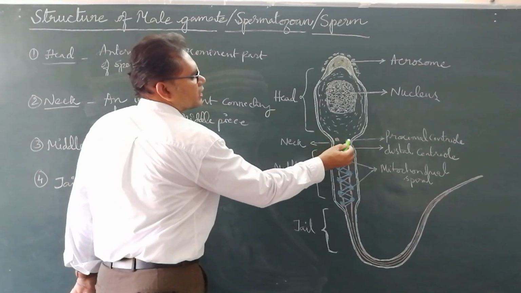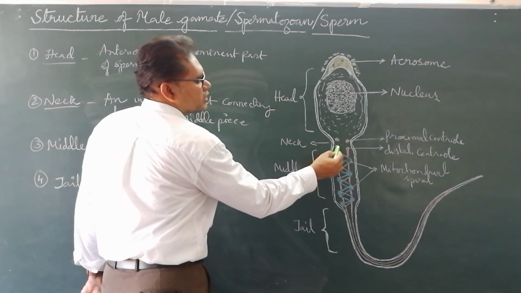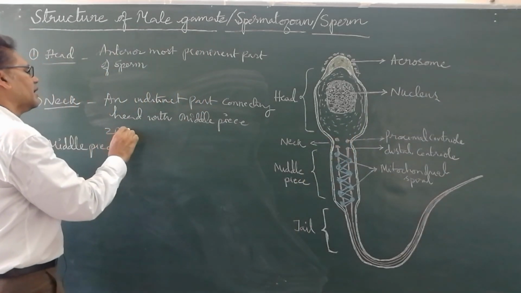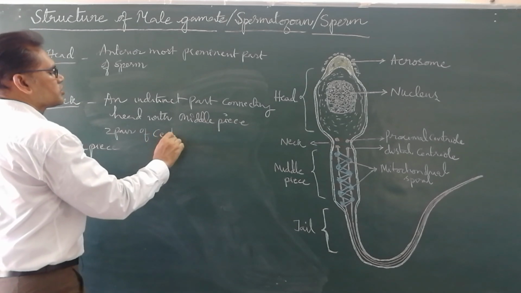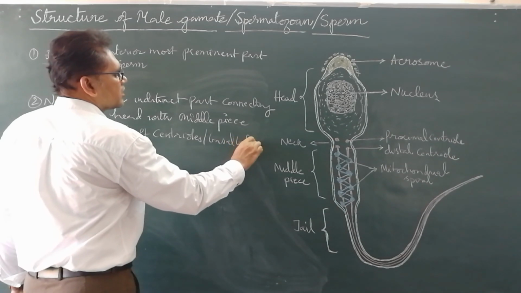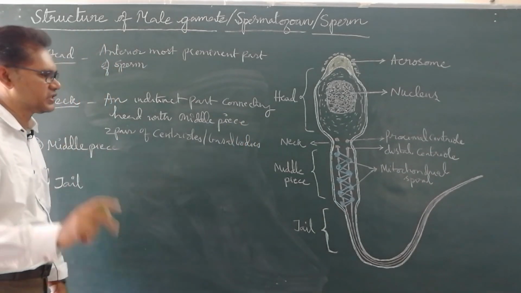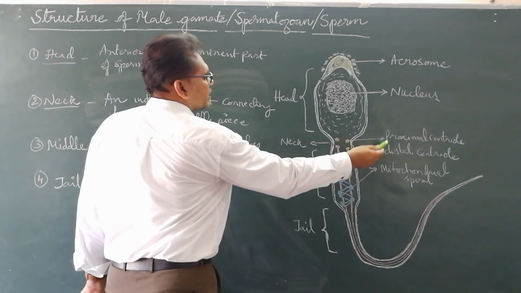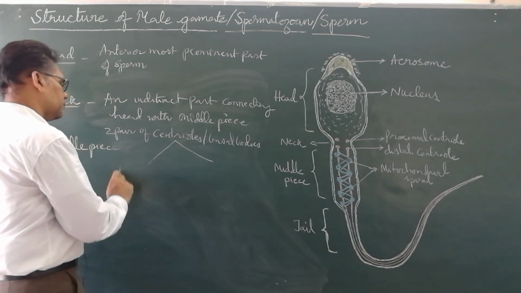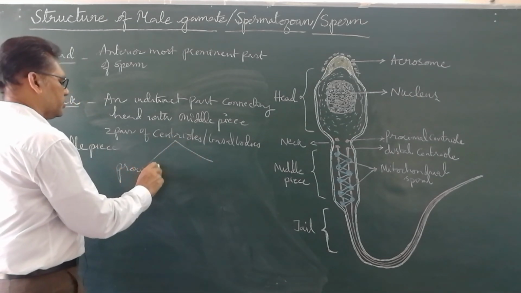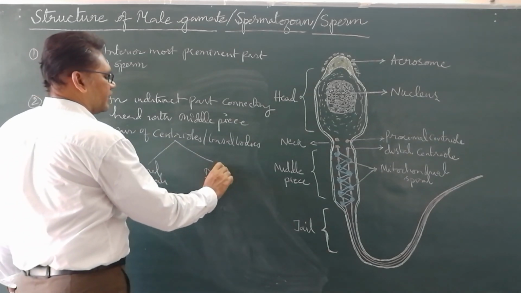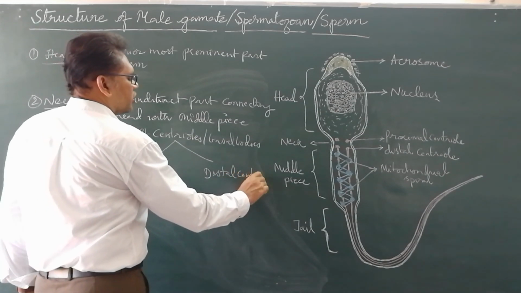This is the anterior centriole, this is proximal. Now the posterior centrioles, these are distal. Here are two pairs of centrioles. Centrioles are basal bodies. Centrioles or basal bodies are present, two pairs. Now this is the proximal centriole, and these are the distal centrioles. The proximal centrioles are one pair, and the distal centrioles are another pair.